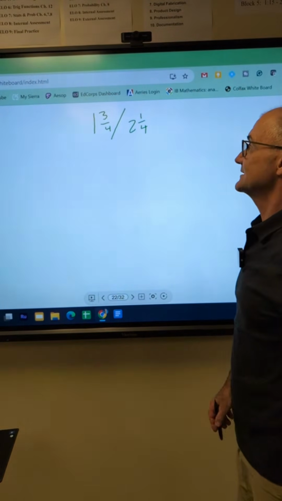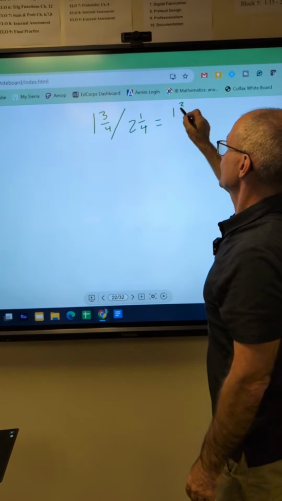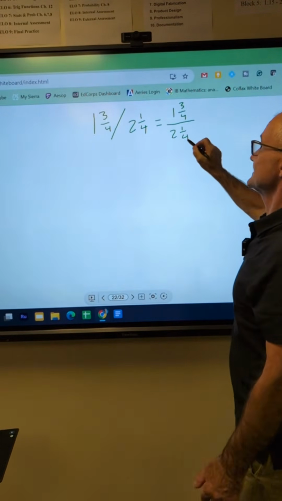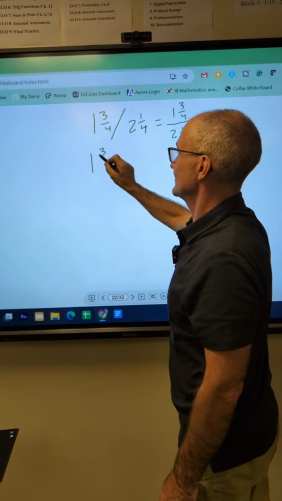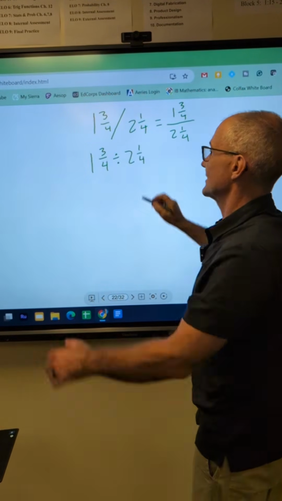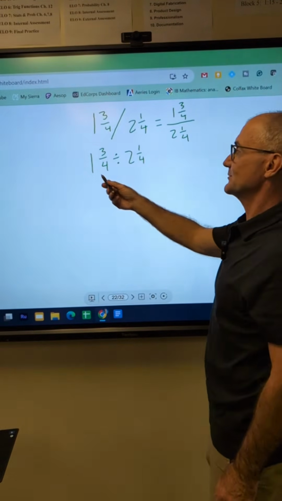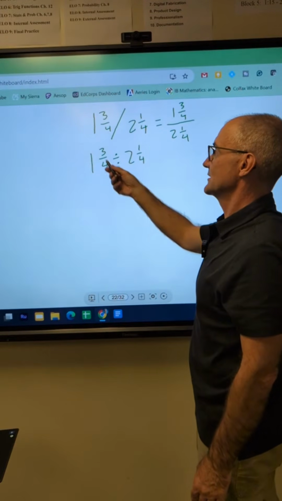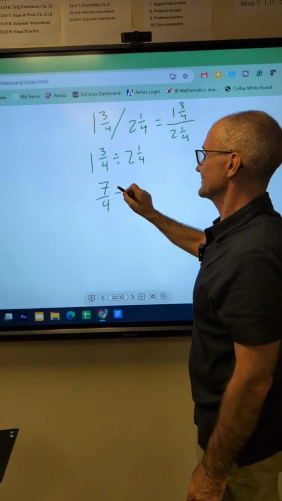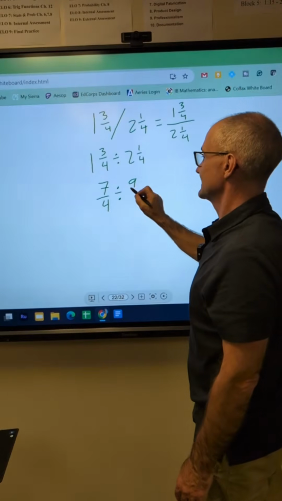Mixed number division. That bar like that means the same thing as 1 3/4 divided by 2 1/4. Those things all mean the same. I'm going to turn this into an improper fraction. 4 times 1 is 4, plus 3 is 7/4, divided by 2 times 4 is 8, plus 1 is 9, 9/4.